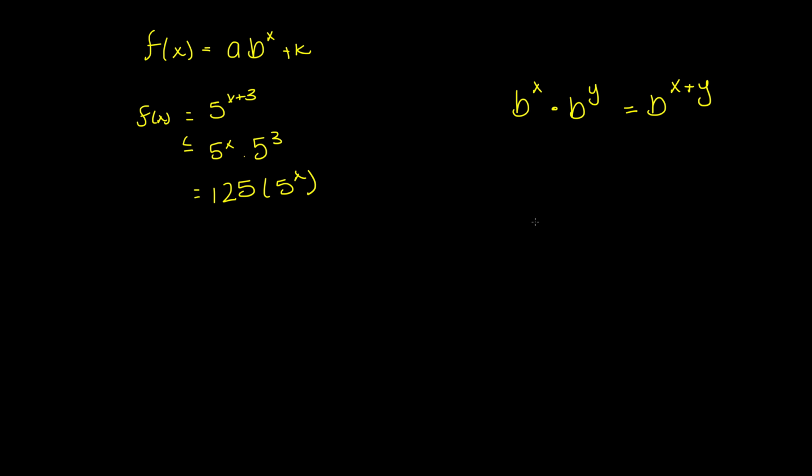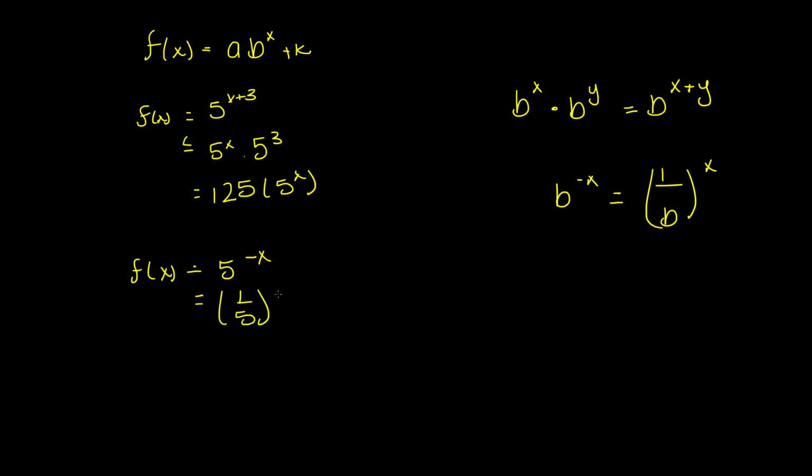Also, if you have something like 5 to the negative x, we take the reciprocal. If you have b to the negative x, that's the same as saying 1 over b^x. So I can actually say that this is (1/5)^x. And now we have an exponential function again, and this one will go downwards. Well, this one will go upwards with a stretch of 125.